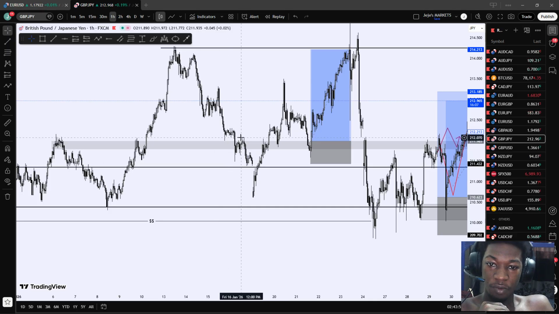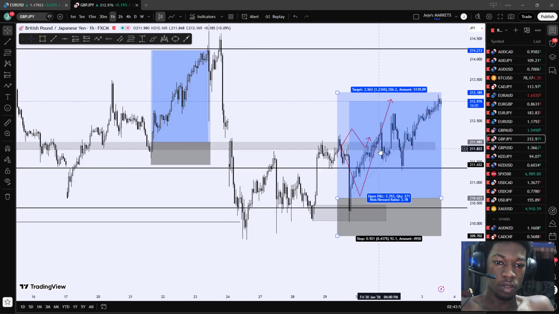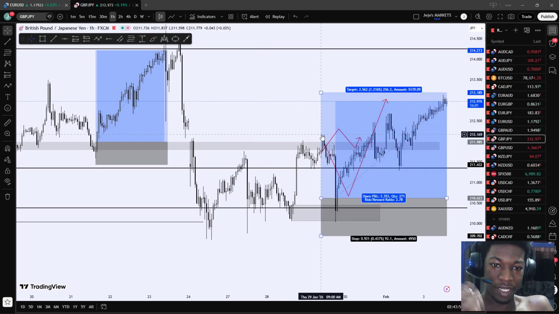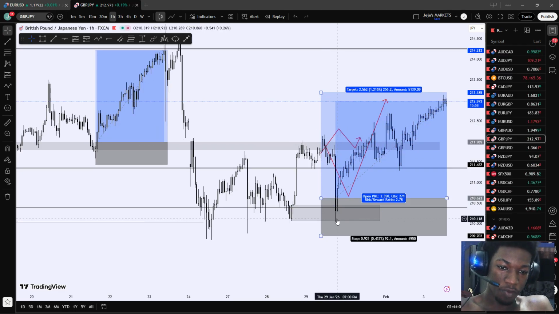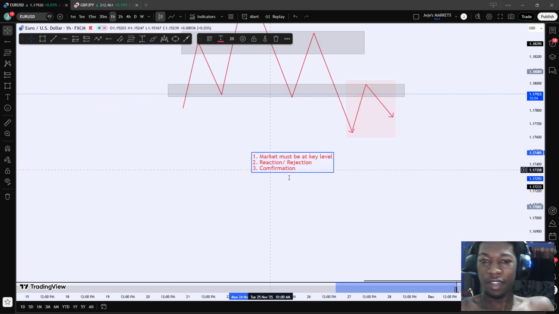Respected. Once the market reached here, it gave us a reaction and swept liquidity right here. If you entered for sells here, you'd collect your profit down here. It's literally what I've been telling you guys: the market must be at a key level, reaction or rejection, then a confirmation.